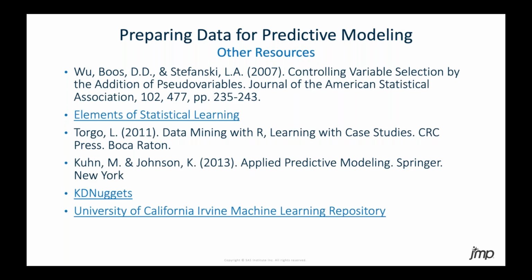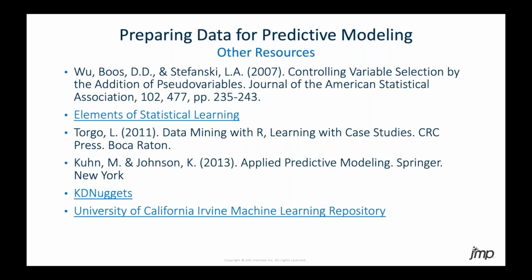I'd mentioned the Wuboo and Stefanski paper. So there's the reference to it, and I assume that these slides will be available. A couple of books that I find really helpful and a couple of websites. Elements of Statistical Learning, that's sort of the standard text that is referenced when it comes to data mining. I think it's the second edition that's out. You can find it on the internet. It can be very, very technical, however. So if you don't have a statistical or mathematical background, there'll be some challenging parts. Even if you do have a statistical background, there are some challenging parts.